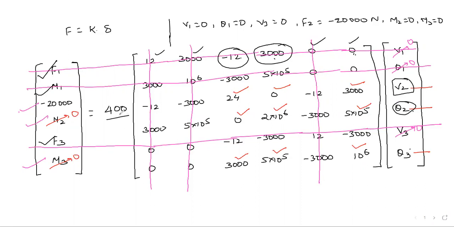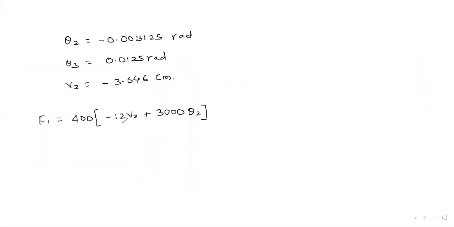Yes, 400 is outside, so 400. Same thing I have written here: 400 minus 12 V2 plus 3000 theta 2. V2 value you know, theta 2 value you know. Once we keep these values, we are going to get the F1 value. So F1 value is nothing but 13750 Newton.